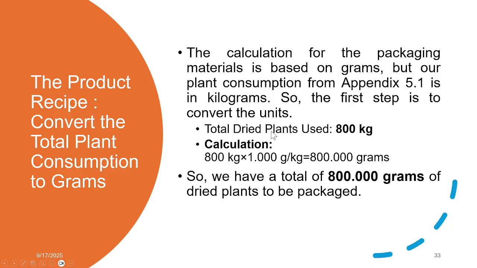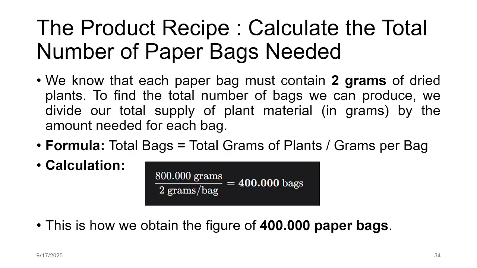We have a total of dry plants consumed in the packaging of 800 kilograms. So here we have the calculation of 800 multiplied by 1000 grams per kilogram, so you have 800,000 grams. It means that now we have a total of 800,000 grams of dry plants to be packaged. This is the first step.